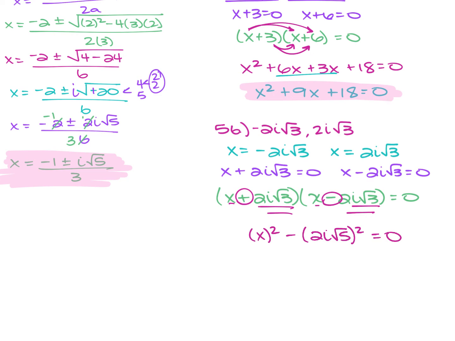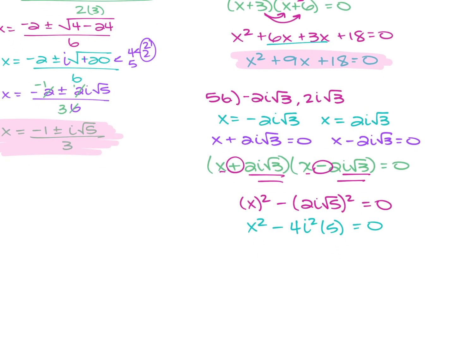So that x squared is just x squared. The 2i square root 3 squared is the same thing as saying 2 squared, which is 4, i squared, which is i squared, and the square root of 3 squared, which is 3. So that i squared is also negative 1. So we're going to rewrite this to be x squared minus 4 times negative 1 times 3 is equal to 0. The 4 times negative 1 is negative 4, times 3 is negative 12. So that's x squared plus 12 is equal to 0.